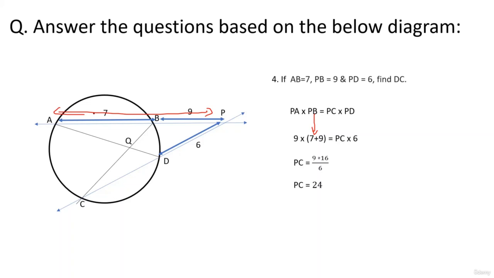No, guys. Now that we have found PC, the question demands the length of DC, isn't it? So DC is nothing but PC minus PD. 24 minus 6 is 18, and that is the required answer for DC in this case. Right? Let's go on to the next question, guys.